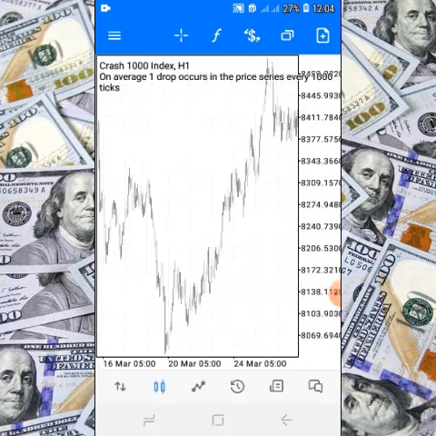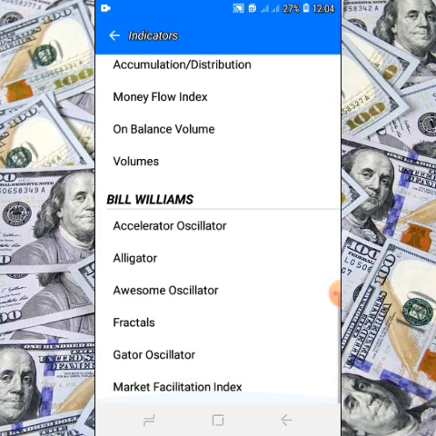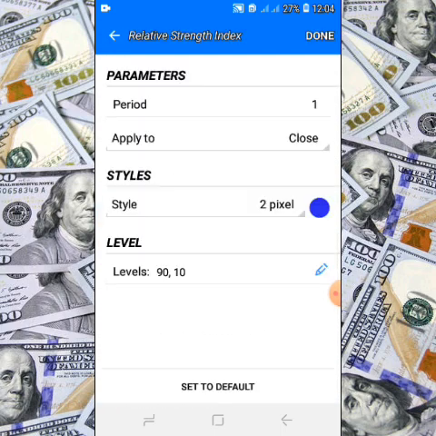So let's get started. Okay, so the first thing we're gonna do is we're gonna add our RSI. Now I don't want to waste any of your time, right? I just want to get straight into the video. Now make sure that your parameters are like this. The period should be 1, apply to close, styles 2 pixel blue, levels 90 and 10.